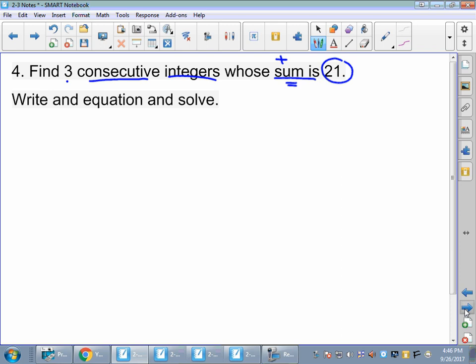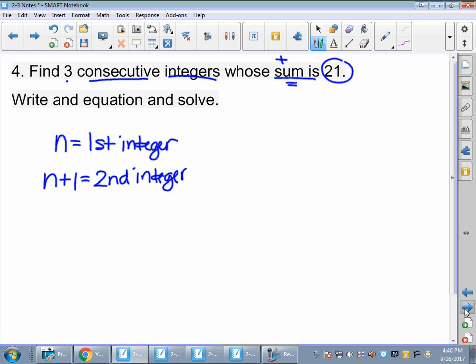So what I need from you when we do this is we're going to define them. N is my first integer. And to get to my next number, since we're not doing evens or odds, I'm going to add 1 to get to the next number. That's my second integer. And to get to the next one, I'd have to add 1 to that. So n plus 1 plus 1, or we can call that n plus 2, is my third consecutive integer. So now that I define my variables, these are my 3 numbers. N is a number, n plus 1 is a number, and n plus 2 is a number.